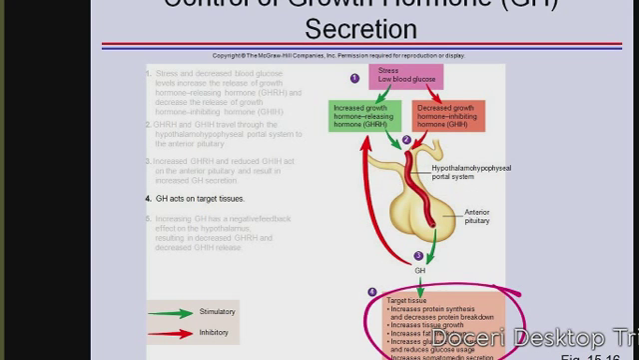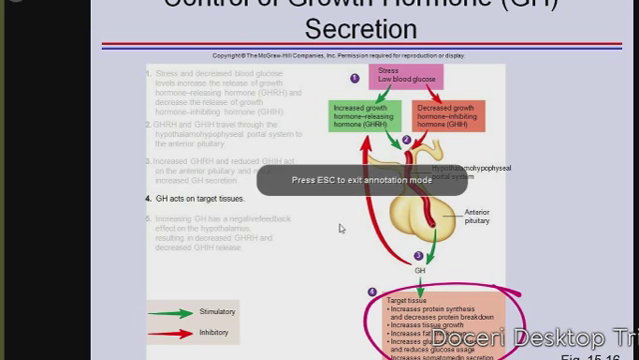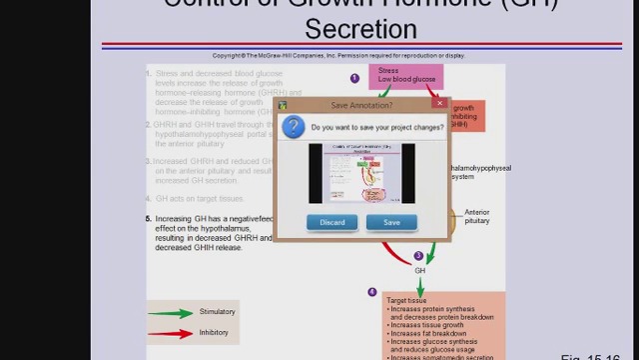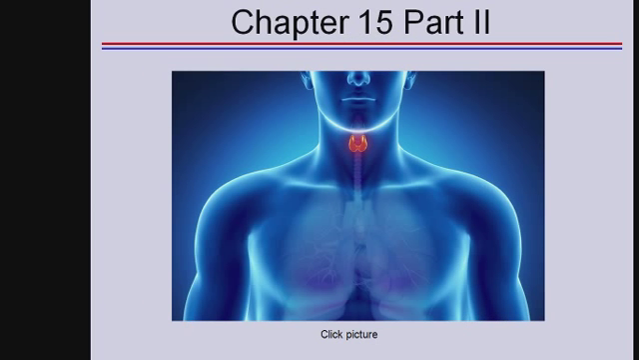It increases protein synthesis and decreases protein breakdown, increasing tissue growth. Fat breakdown increases, glucose synthesis increases, and glucose usage is reduced. Also, increasing growth hormone has a negative feedback effect on the hypothalamus, resulting in growth hormone releasing hormone being inhibited. All right, so that was the end.